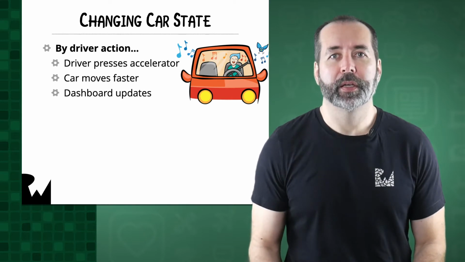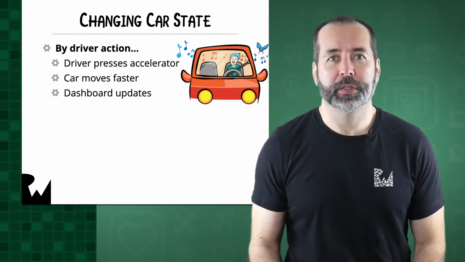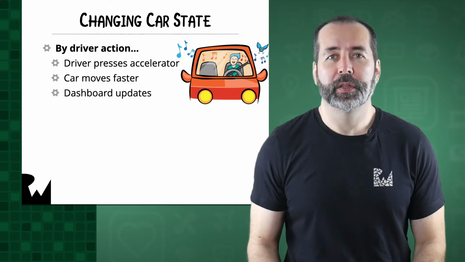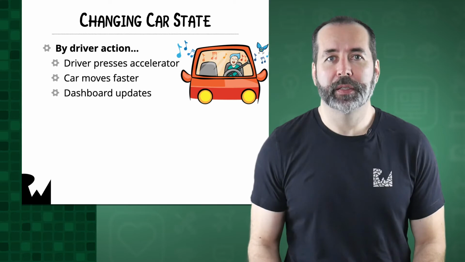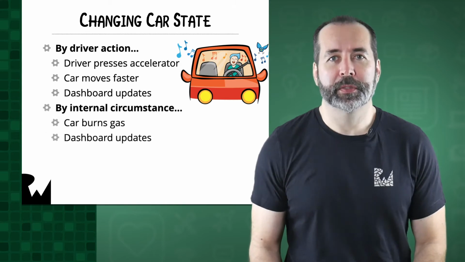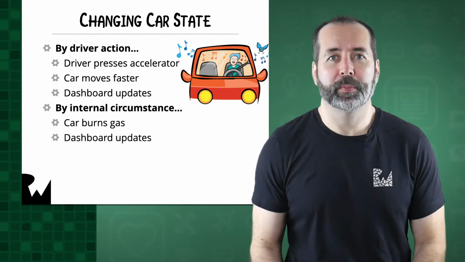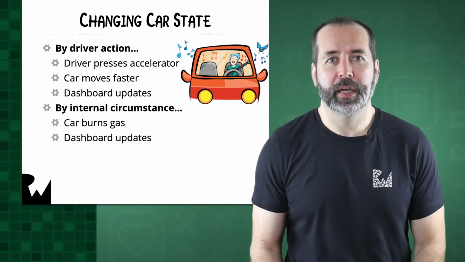To see what I mean, think about what happens when the driver changes the car's state. For example, the driver presses the accelerator and the car starts moving faster. The dashboard then updates to show the new speed. So the car's state is how fast the car is actually moving, and the dashboard is just helping the driver visualize that fact. Internal circumstances can also change the car's state. For example, as you drive, the car burns gas. The car's state is how much gas is in the gas tank, and the dashboard hopefully updates the fuel indicator.